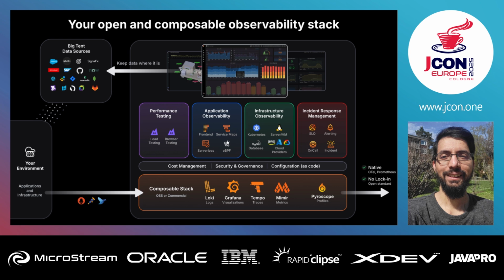Then there's application observability. For front end, you can use Faro. For kernel level, you can use eBPF, Beyla. Similarly, for infrastructure observability, you can use any of the cloud tools, or for databases like MySQL. And there's also IRM for incident management.